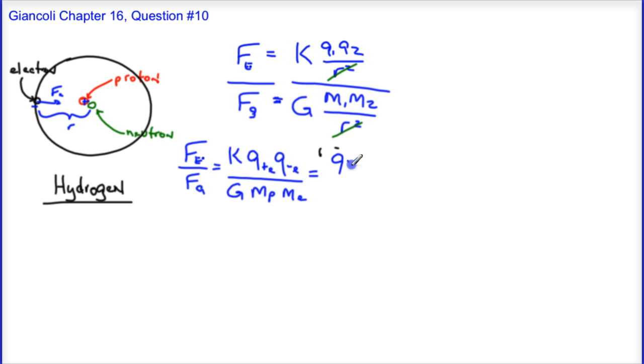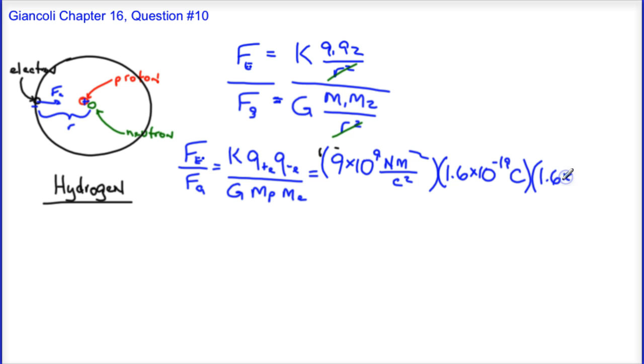So we end up getting 9 times 10 to the ninth, and our units are newton meter squared over coulomb squared. And then I'm going to multiply that by the charge of the proton, which is 1.6 times 10 to the negative 19 coulombs, times the charge of the electron. Both of these, of course, are the outcome from Millikan's oil drop experiment, 1.6 times 10 to the negative 19 coulombs.